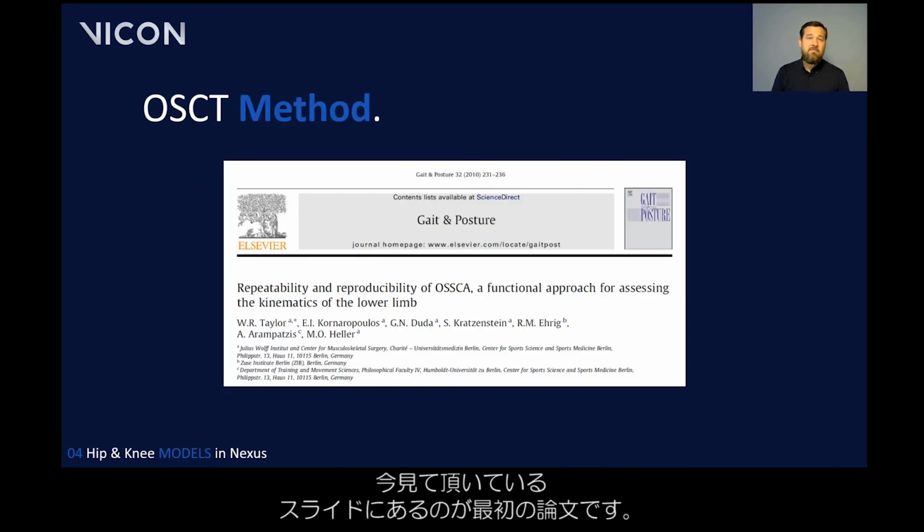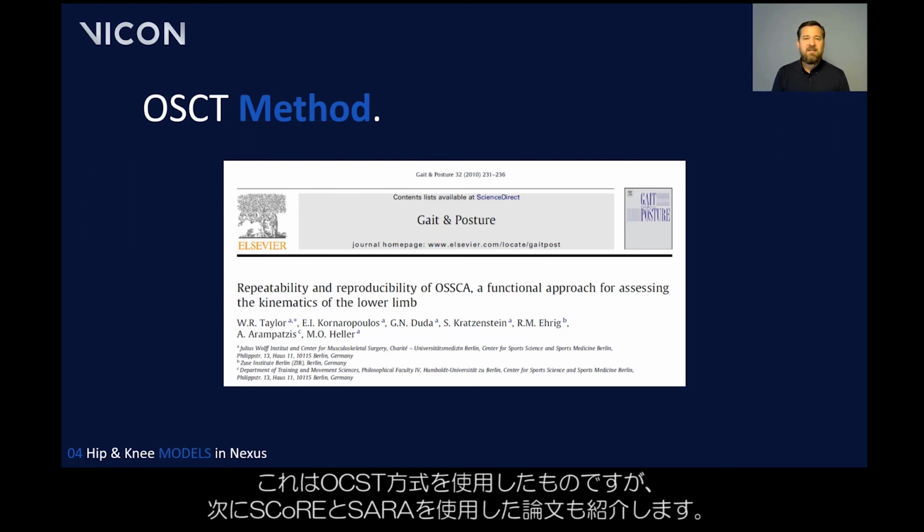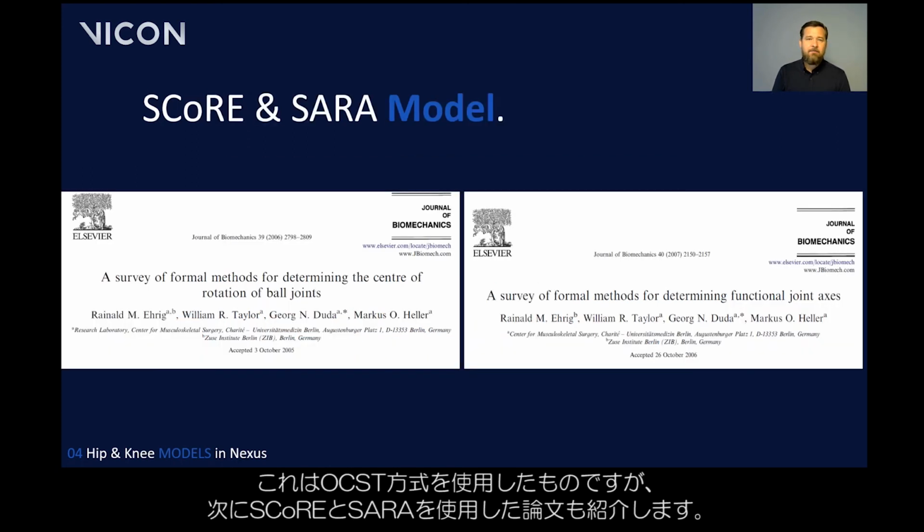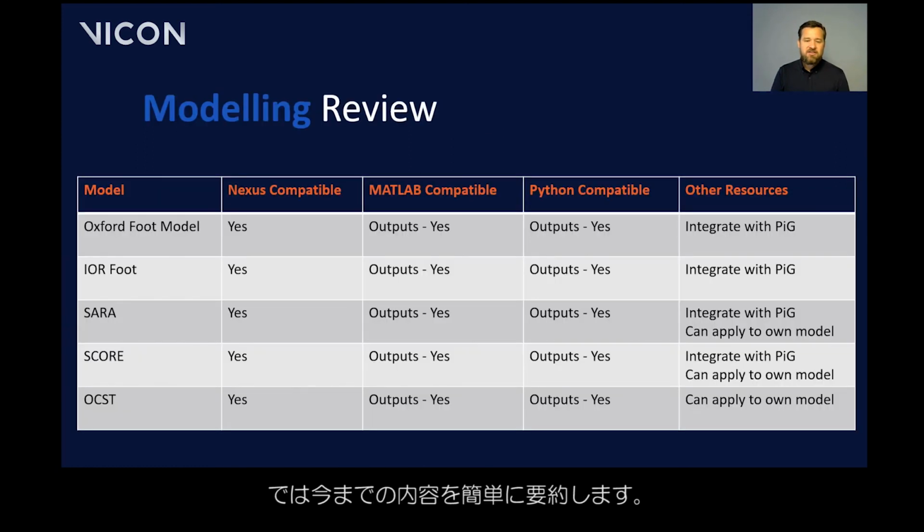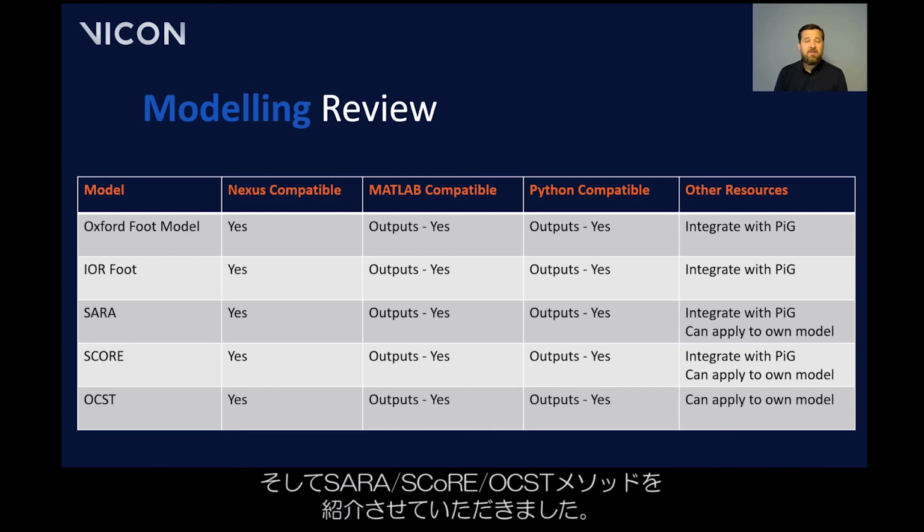Here we have a publication of the first one. It is the OCST method. Then we have the publications for score and SARA themselves. Just a brief recap. We've looked at the Oxford foot model, the IOR foot model, and then the SARA method, the score method, and the OCST method.